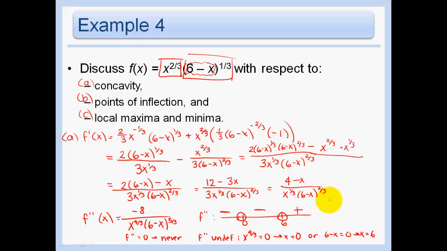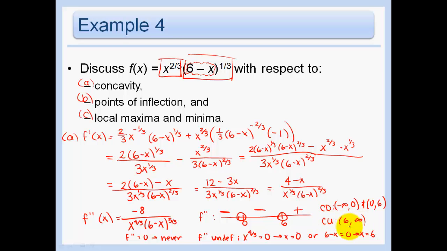So I know that it's concave down from -infinity to 0 and from 0 to 6. And so that's the importance of my open circle, so that I don't just say from -infinity to 6. Do you see that? That's really crucial. It's concave up from 6 to infinity.